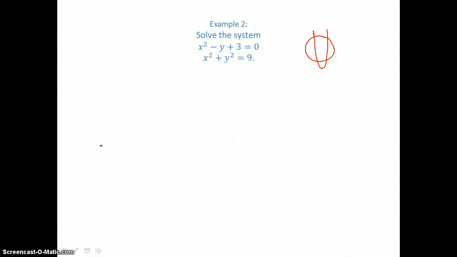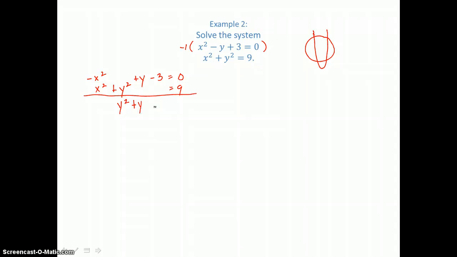And here we can use elimination. I'm going to distribute through that first equation by negative 1 so that I have negative x squared plus y minus 3 is equal to 0. And I'll add it to the second equation, which is x squared plus y squared equals 9. Now adding these two equations together, my x squared terms sum to 0. I have 1y squared and 1y minus 3 on the left and 9 on the right.